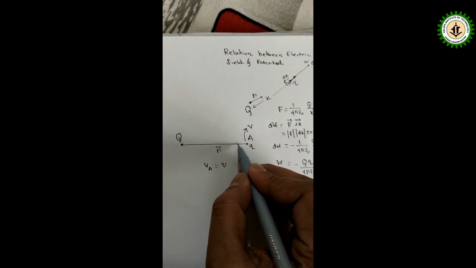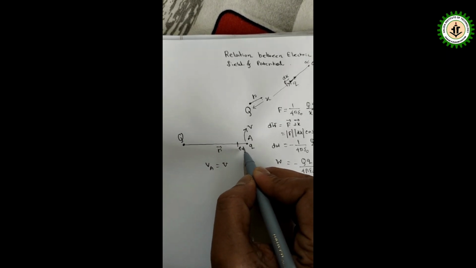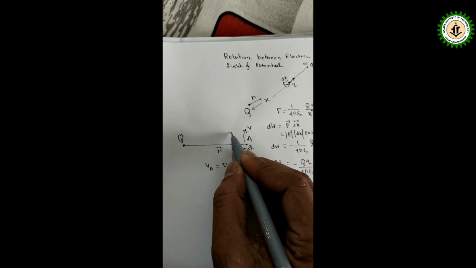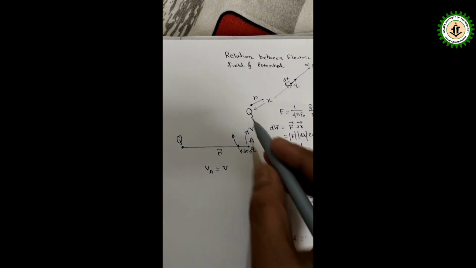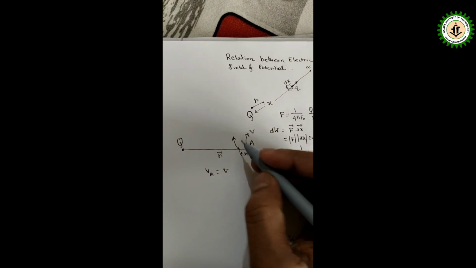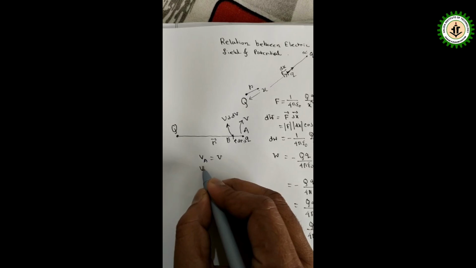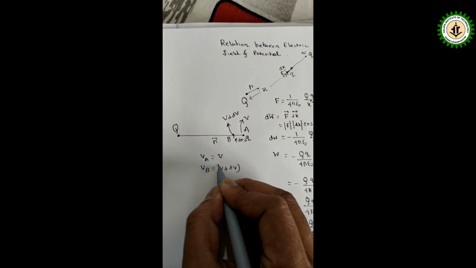And if the charge is moved by a small distance, that I can write as dr. So at that point obviously the potential will be increased, because if you go very close to the charge q, the potential basically increases. So if I give the name point B, I'll assume the potential is V plus dV. So I can write the potential at point B equals V plus dV.